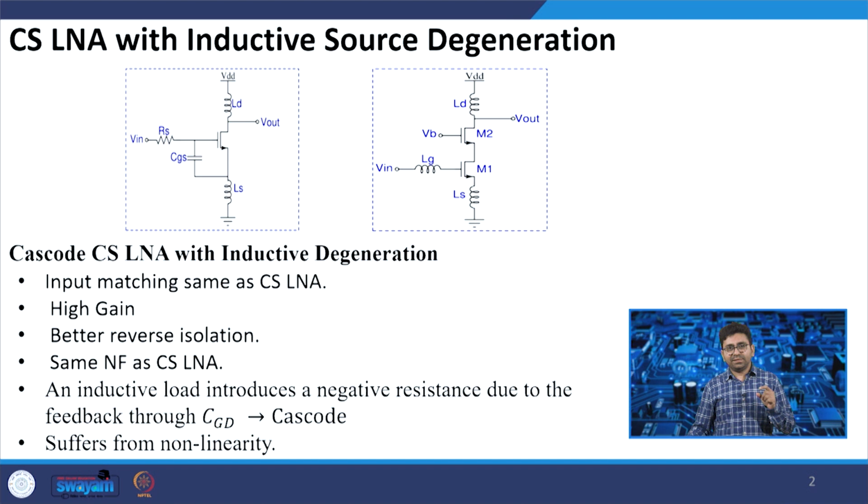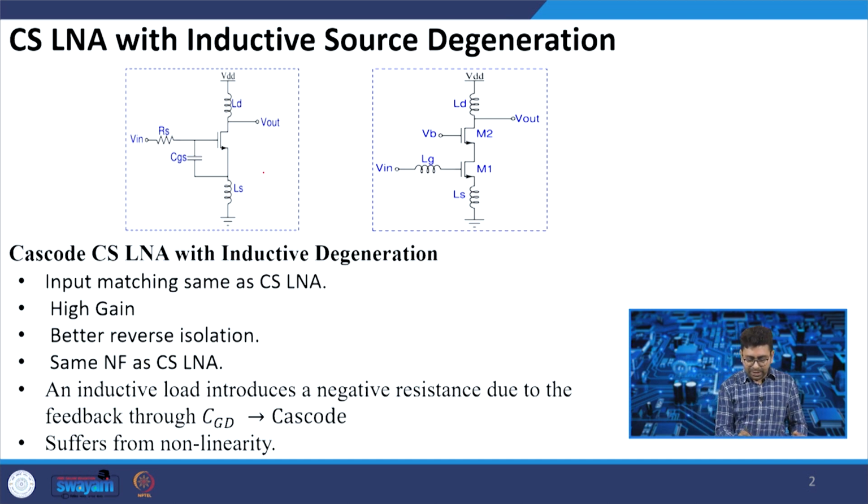What we have discussed up to now is a common source amplifier with inductive source degeneration. Initially we tried to do the impedance matching by using a resistor, but the resistor adds too much noise. So we try to make the input impedance resistive by using an inductive source degeneration technique. That helps us get impedance matching as well as a reduced noise figure. That we have already done.